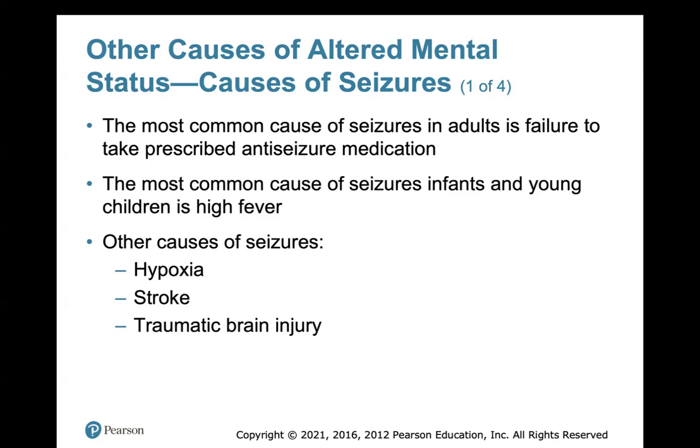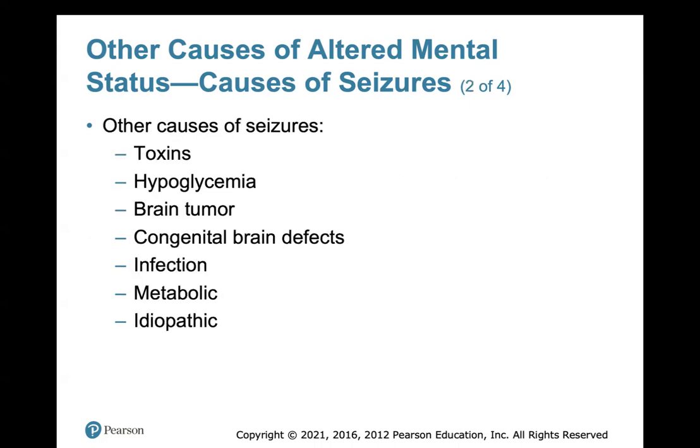Other causes of seizures can be hypoxia, so not enough oxygen, stroke, so the brain has a bleed or some sort of clot in it, causes stroke-like symptoms, can also lead to seizure-like activity. A traumatic brain injury, so if somebody is injured, has a head injury, they can seize. Ingestion of toxins, so drug use, poisoning, things like that, that can cause seizures. Hypoglycemia, like we just talked about, can lead to seizures. All these things can lead to seizure-like activity.